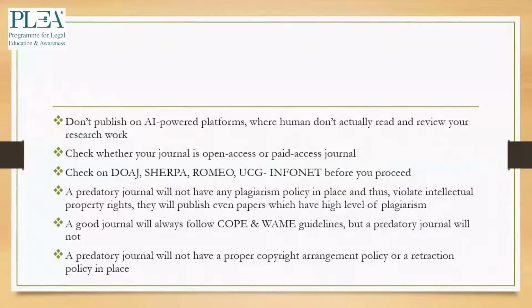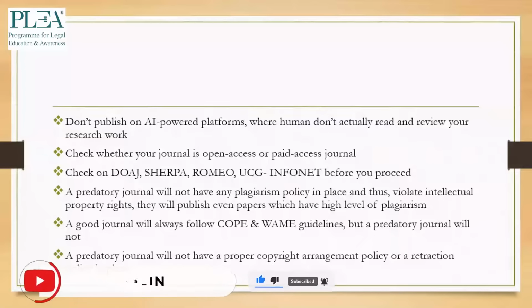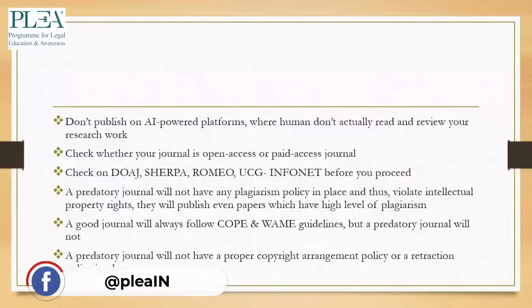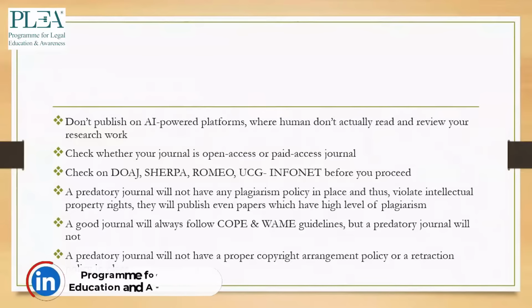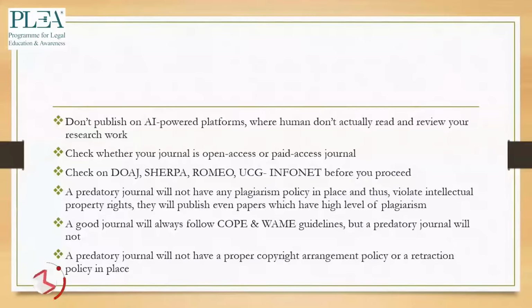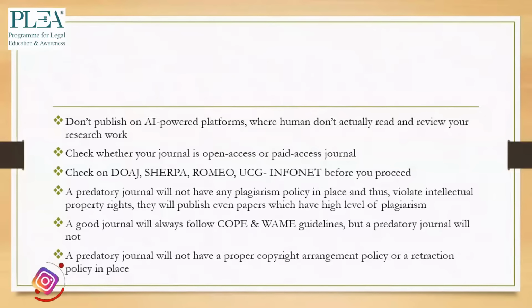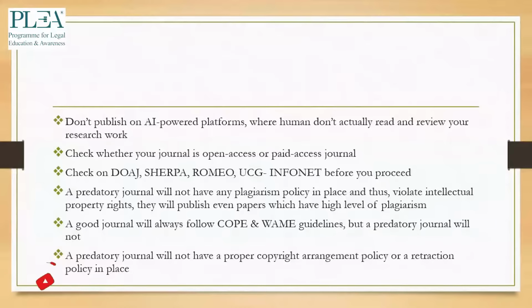A good journal will always follow certain international guidelines, basically the COPE and WAME guidelines. There are international guidelines when you come to publishing research, but a predatory journal will not follow these guidelines. A predatory journal on their website or even in the brochure, they will never mention that they follow these guidelines. So these are certain important institutions which keep a check on the research that is done, the research that gets published. If you have any queries, if you have any complaints, you can complain to them. They have the power to entertain those complaints, to pass a decision.